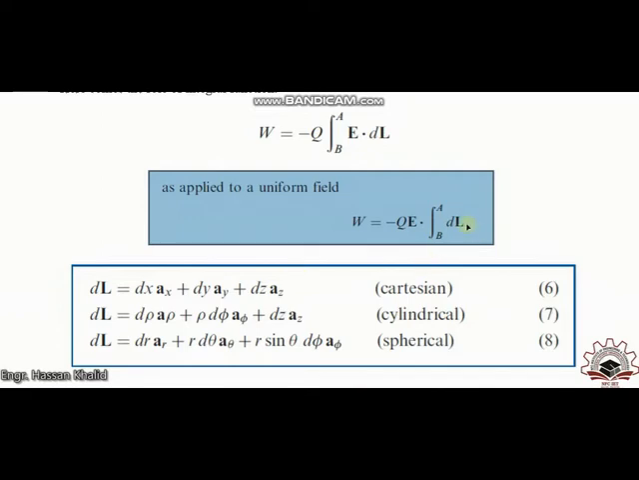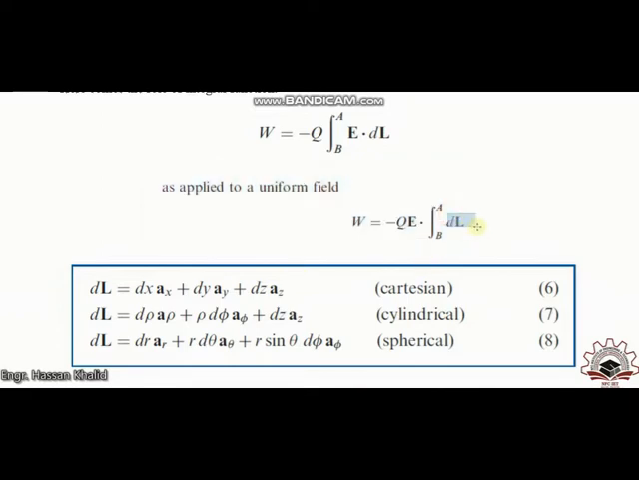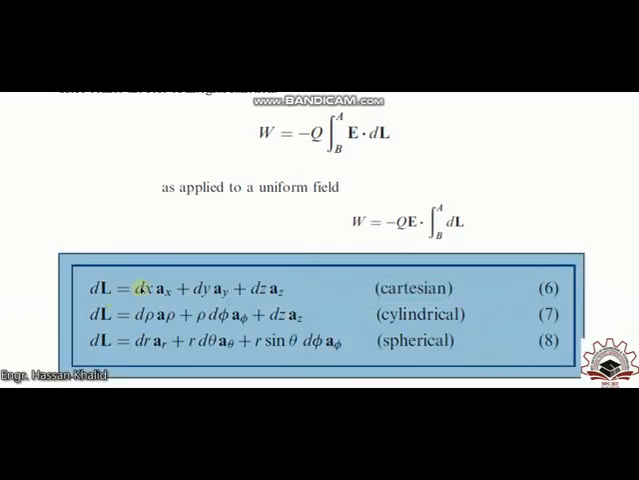Now, the d of L, which tells us the total or incremental distance taken by the charge, if it is in the rectangular or Cartesian coordinate system, will simply be defined by d of x in the direction of x, plus d of y in the direction of y, and d of z in the direction of z.